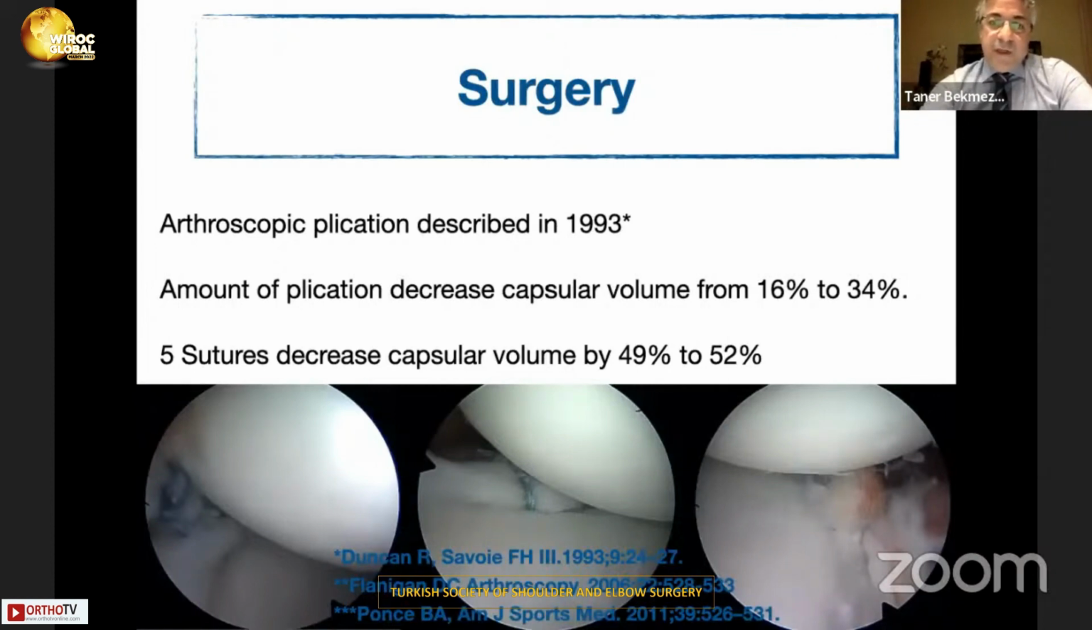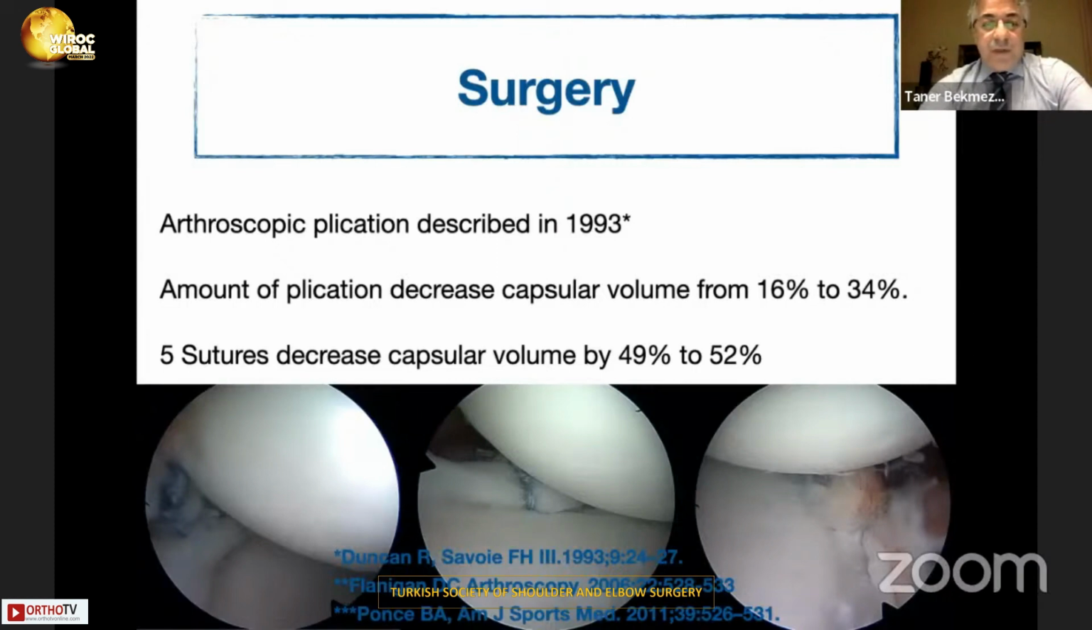Arthroscopic plication was first described in 1993 by Felix Savoie. I think arthroscopy allows surgeons a full evaluation of the glenohumeral joint, and it is also very useful to avoid complications such as subscapularis failure in the open procedure.